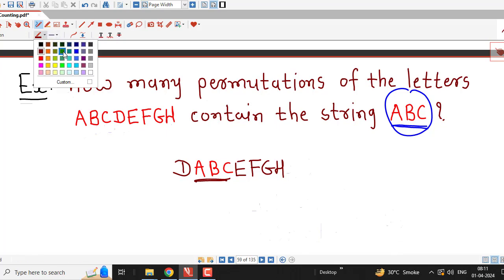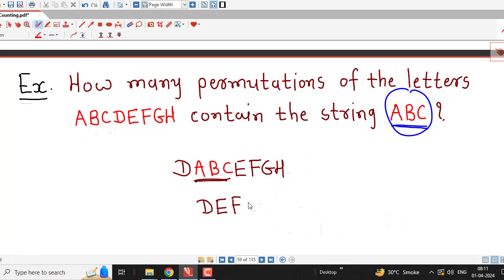We can write another arrangement also. For example, we write D, E, F, and then we write ABC: D, E, F, ABC, and then G, H. This is another permutation which contains the string ABC. So we have to write ABC as a block.